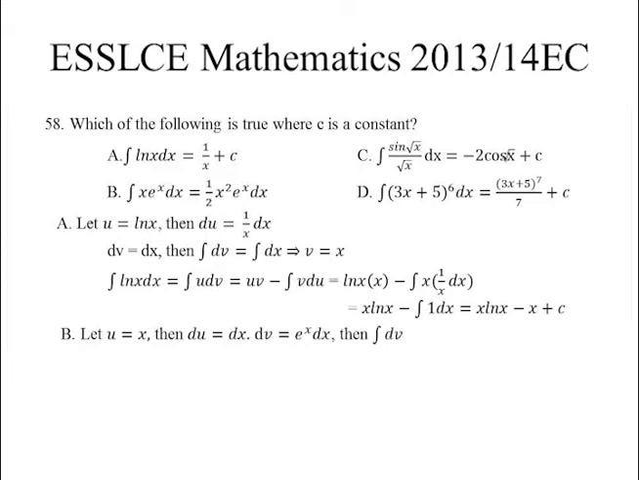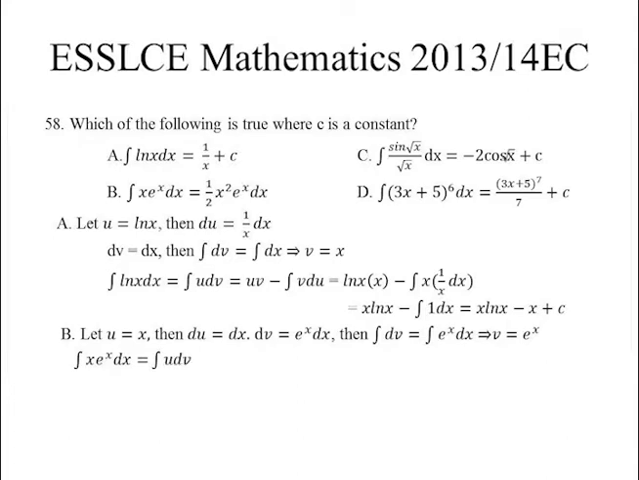Integral of e to the power of x dx is equal to integral of dv. Integral of e to the power of x dx is simply e to the power of x, which is equal to integral of dv, that is v. Thus, for the integral of x e to the power of x dx, we substitute x by u and e to the power of x dx by dv.